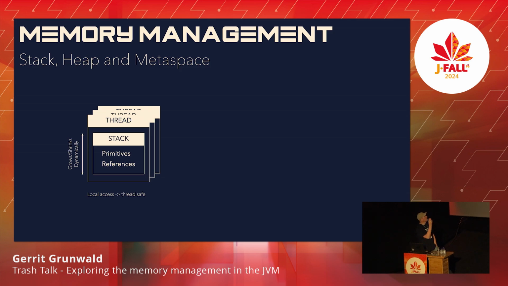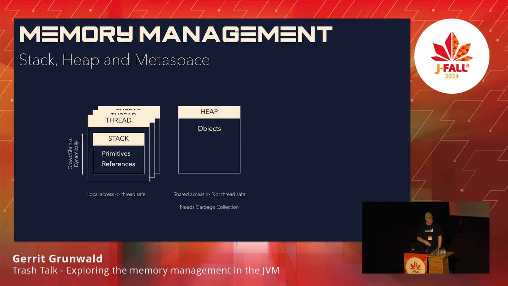So in the JVM, we have the stack, heap, and meta space, where the stack is thread-based, so each thread comes with a stack frame, and this grows and shrinks dynamically, and it more or less just contains primitives and references. And it's local access, so it's thread safe, so we don't do any garbage collection in this part. And then we have the heap, where we store the actual objects, right? And this one is shared access, so it's not thread safe, and we need to do garbage collection in this one. We will see why.